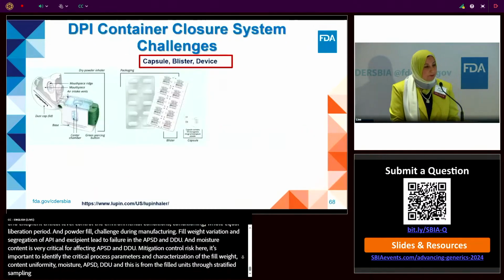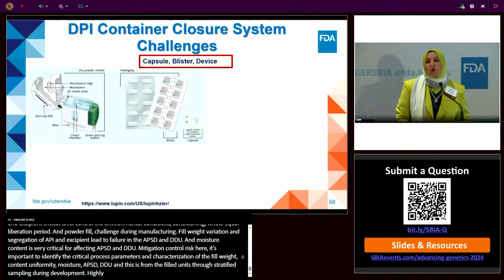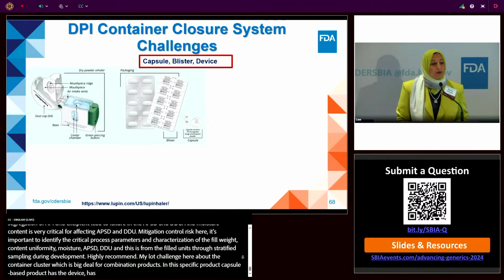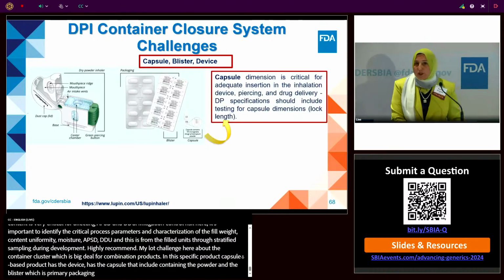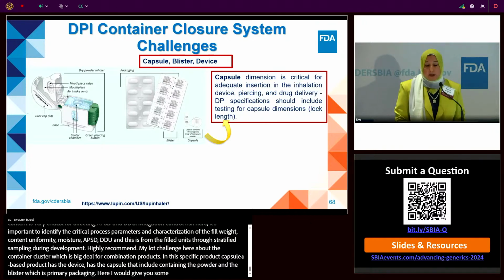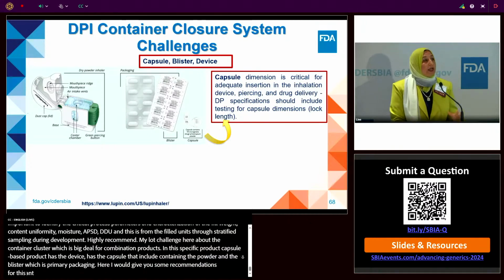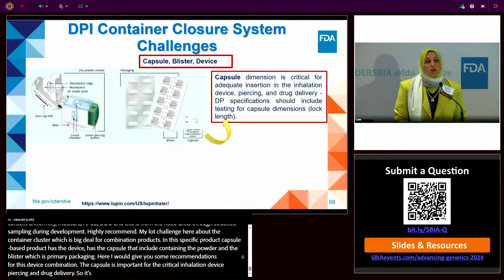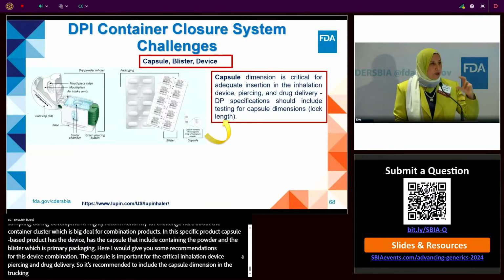Highly recommended. My last challenge here is about the container closure system, which is a big deal for combination products. In this specific capsule-based product, it has the device, the capsule containing the powder, and the blisters, which is the primary packaging. Here I will give you some recommendations important for this device combination. Firstly, the capsule dimension is critical for the adequate insertion of the capsule into the inhalation device, piercing, and drug delivery. So it's recommended to include the capsule dimension in the drug product specification, which is the lock length.